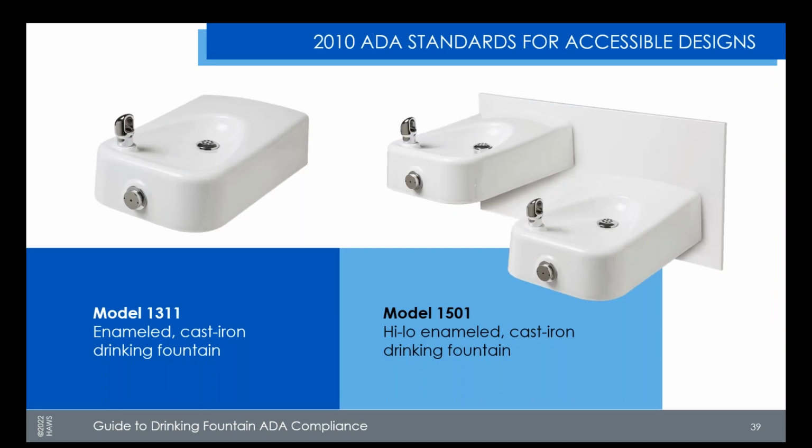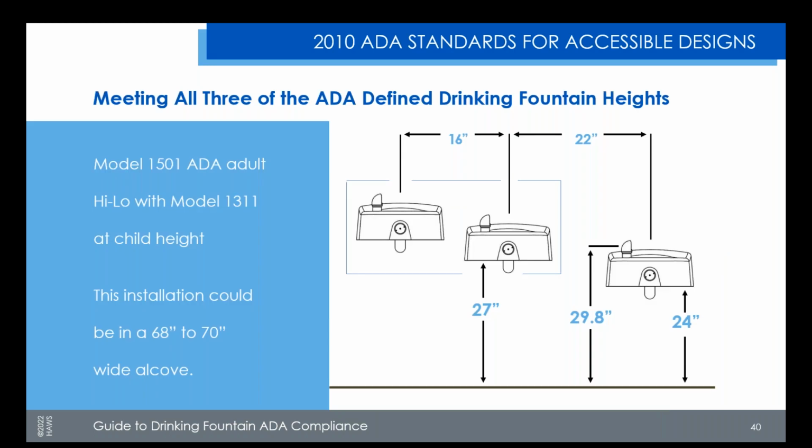So in order to show how to do that compliantly, I'm going to use a few Haws models and give some dimensions so you can go back and reference it. So we're going to be using the Haws 1501 wide enamel high-low drinking fountain and the Haws 1311 wide enamel standalone drinking fountain. And the dimensions to install that properly, keeping that cascading design, that very aesthetically pleasing design that we see out there very often, would be as seen here.